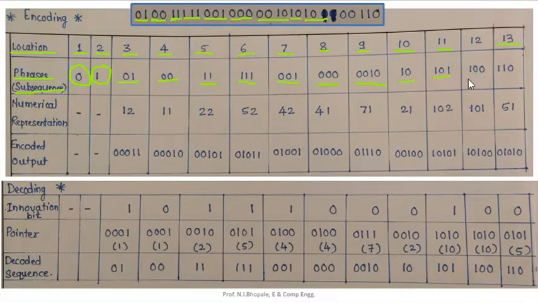Which is stored at 11. Like this, the final value is nothing but 110. So these are the different phrases which we stored at locations 1 to 13. The next portion is nothing but to form the third row of the encoding.